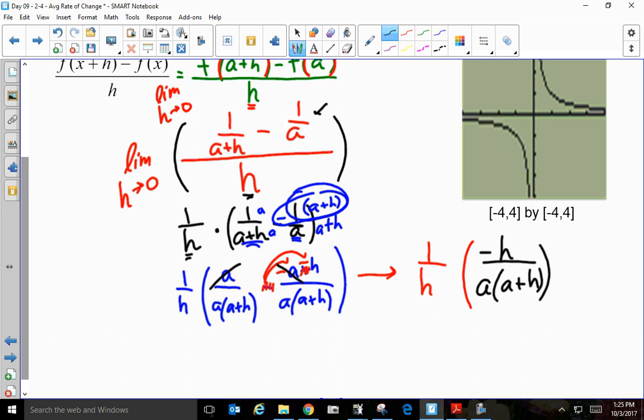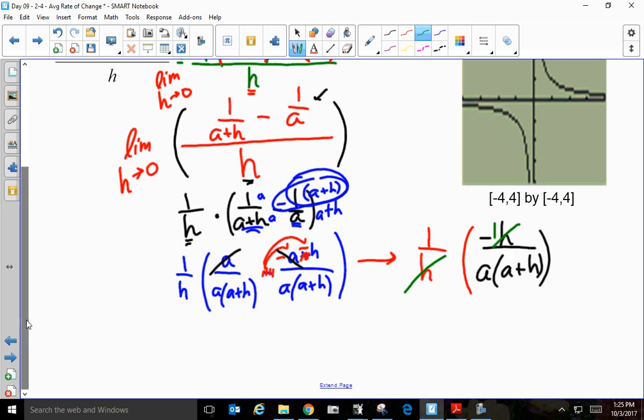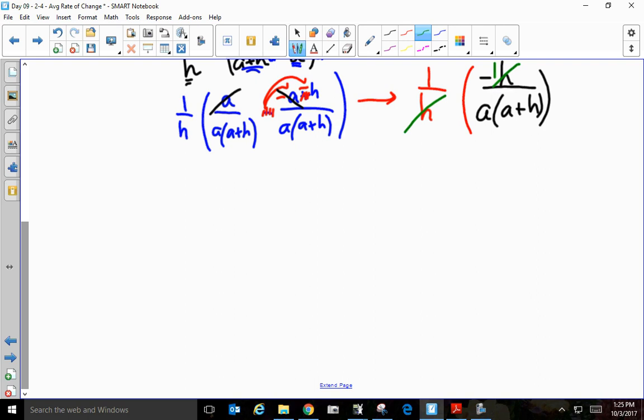What can I do right now? I can multiply. What else can I do? I can cancel out the h from the bottom, can't I? Can't this h cancel with this h? And I'm left with a negative 1 here? Okay. Let's keep on trucking. So I've got now negative 1 over a times a plus h, because my h is still approaching 0.